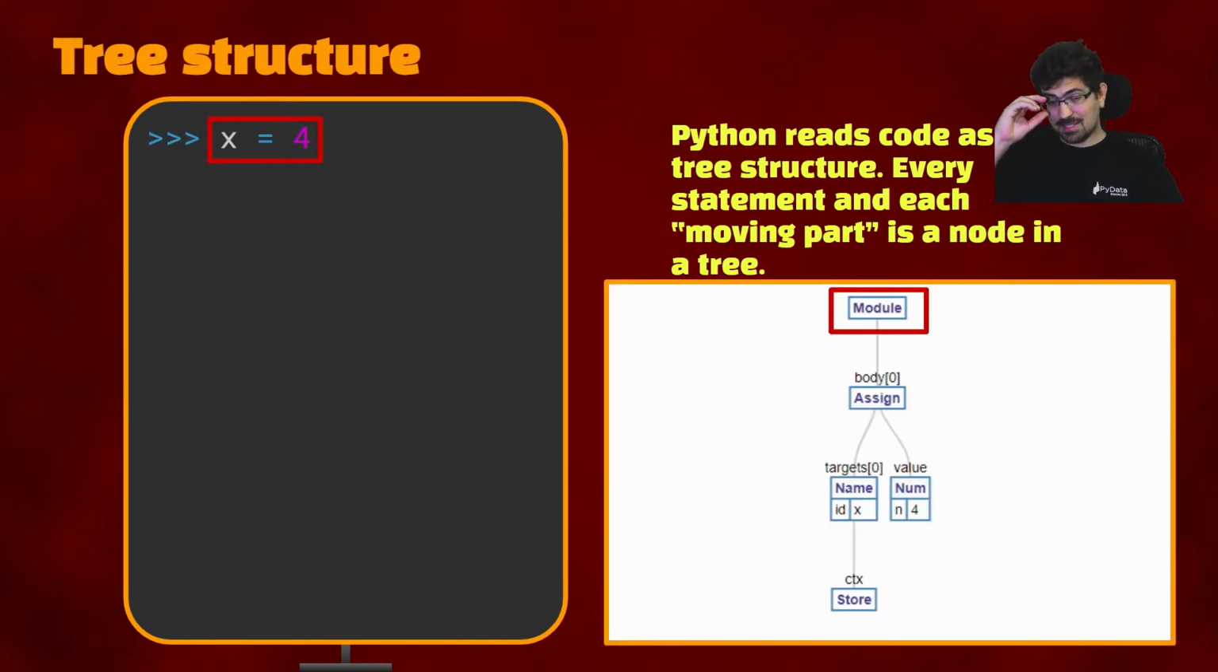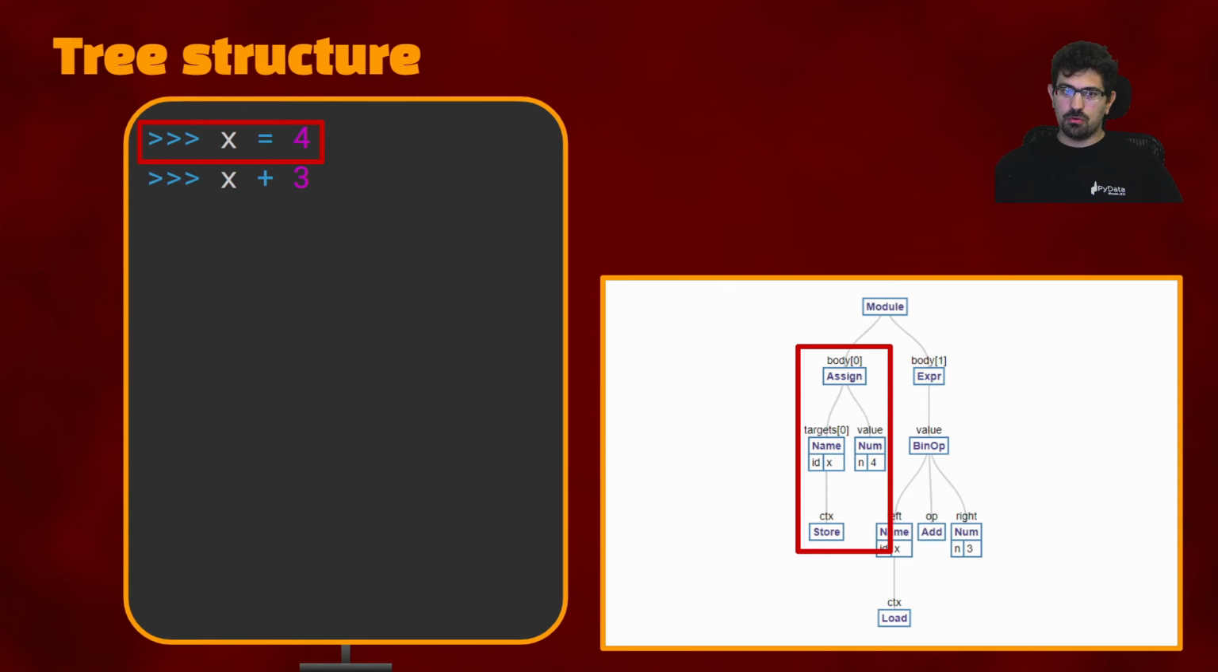So let's take a simple code, x equals 4. What is this? This is the module. Python sees the equals, and Python sees this is an assign operation. What does assign have? Assign has two things: the name that we want to assign to, and the value. The name is also called the target. Eventually, it's doing a store operation.